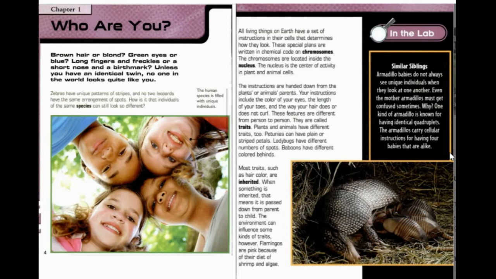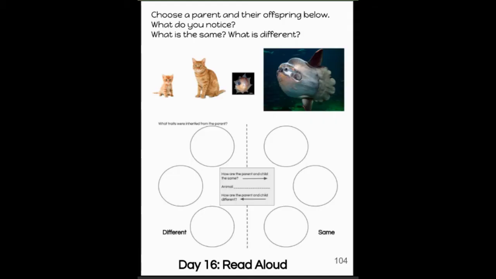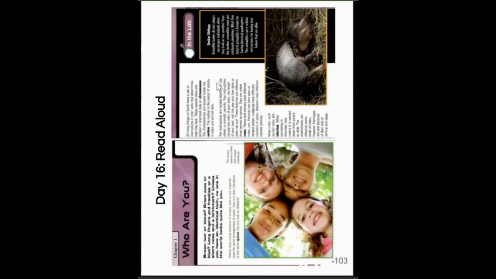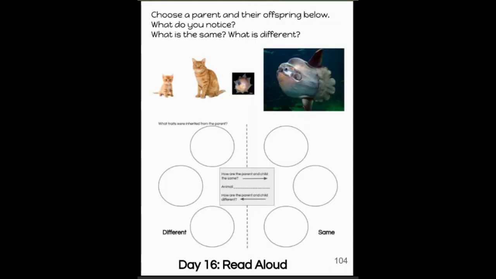Wow, lots of great information here, learning about how our traits are unique. They're what make us us, and we inherit those from our parents. Let's take a look at the next part of our activity. So back in your journal, if you were following along, you can reread this anytime you choose. And now let's take a look.